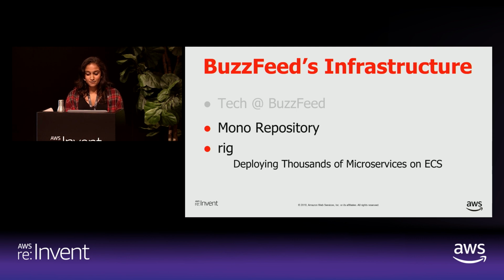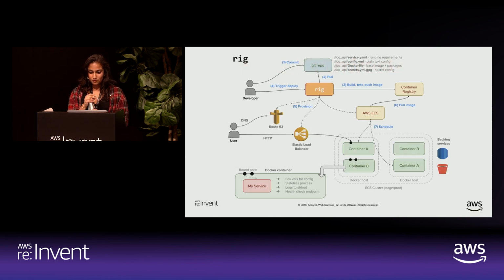Using a monorepo simplifies service creation by removing the need to create additional repositories. Cross-team mobility is simple, and we have a unified workflow. One particular workflow is our deployment workflow, which is facilitated by an in-house platform called RIG. So RIG is a platform made for deploying and testing services. It leverages containerization, and it's built on Docker and Amazon ECS.